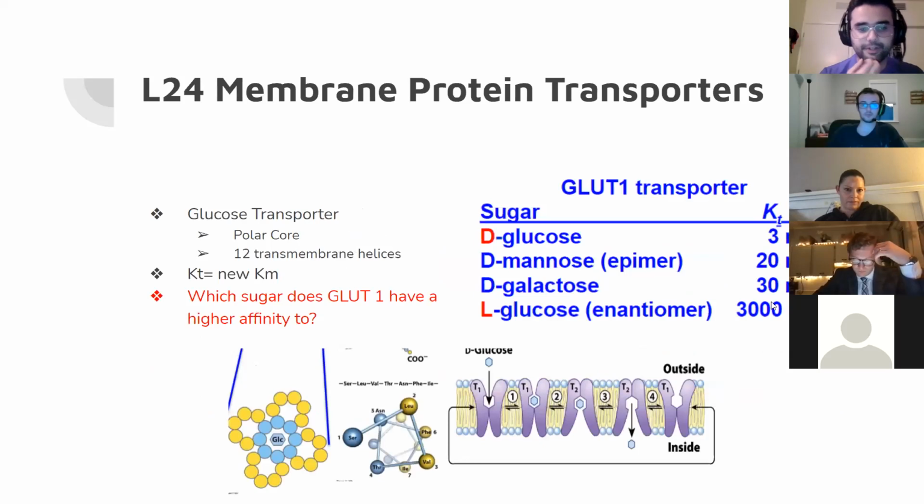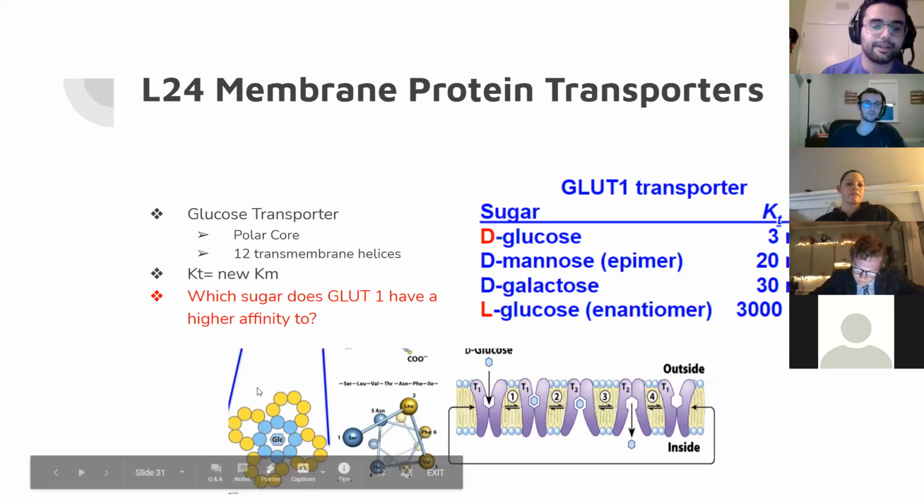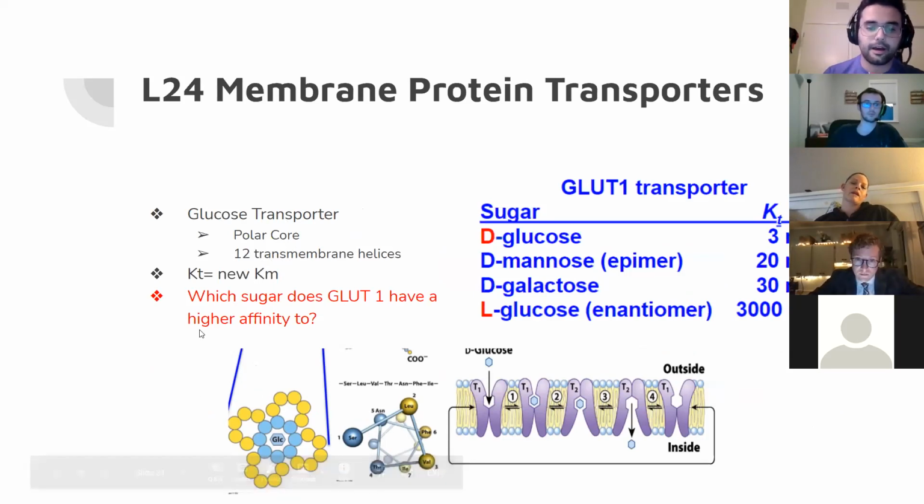But so lecture 24. For lecture 24, we first started talking about our glucose transporter. We actually have a polar core for our glucose, and then 12 transmembrane helices around that one core, okay? We now have a new KM, which is our KT, okay? The first thing we have to know about a KT is that it has the same properties as KM.